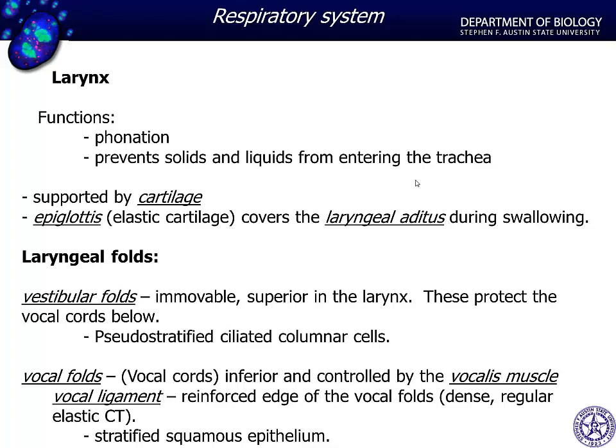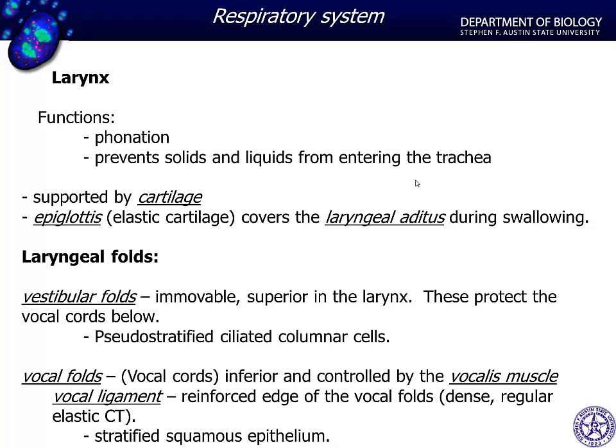Now, as we move past that point, we get to a place where we have these folds on the lateral walls of our larynx. The most superior are going to be referred to as the vestibular folds. These are going to be covered with our typical pseudostratified columnar ciliated cells like we see in the respiratory system. They're going to be supported by very dense connective tissue. They're very firm. They're immovable. These are there to protect the underlying vocal cords, which are much more delicate.